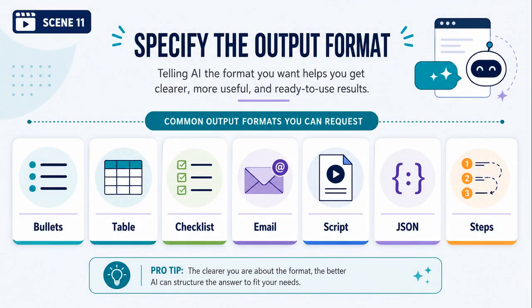Now let's look at part 4, specify the format. Output format matters. You can ask for bullets, table, checklist, email, script, JSON, or step-by-step plan. If you need a YouTube script, say that. If you need a LinkedIn post, say that. If you need a comparison table, ask for a table. Format instructions save editing time. They also make the answer easier to use.